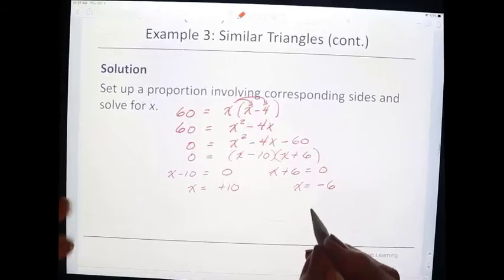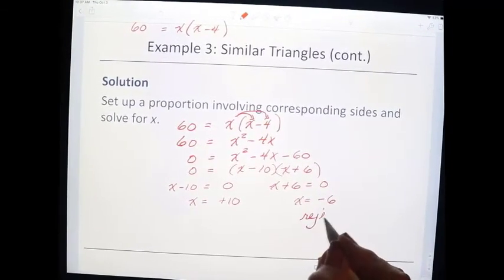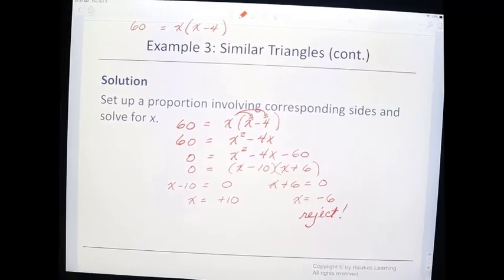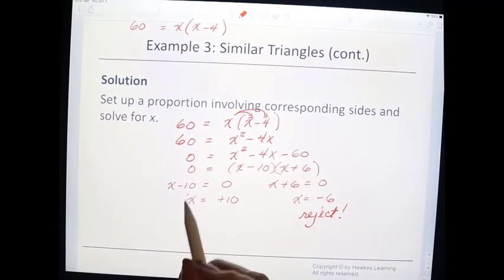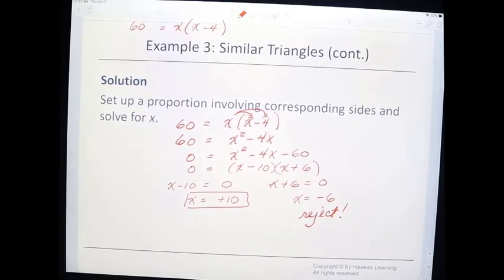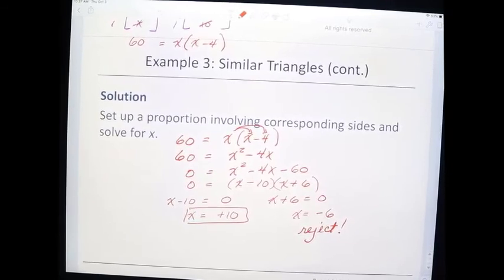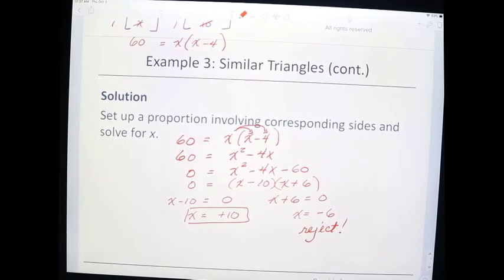So on this one, sorry, I don't want to make you seasick there. On this one, we have to reject this answer because it doesn't fit the problem. So we were expecting 2 solutions and we ended up with only 1 solution. Okay, I think that's a good place to stop with proportions.